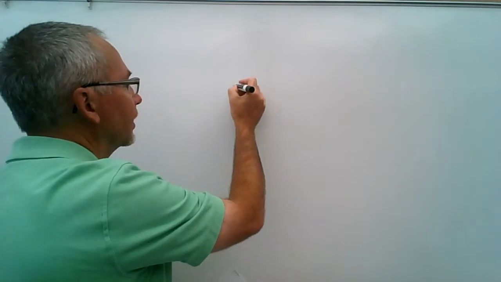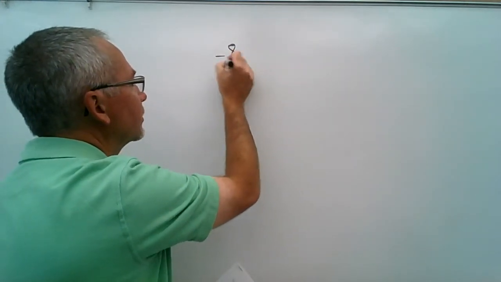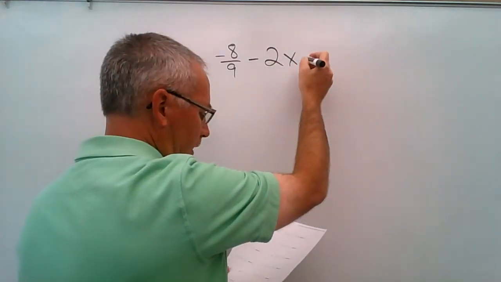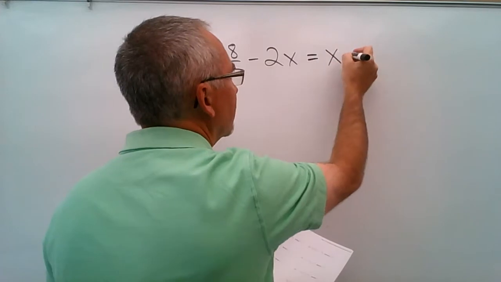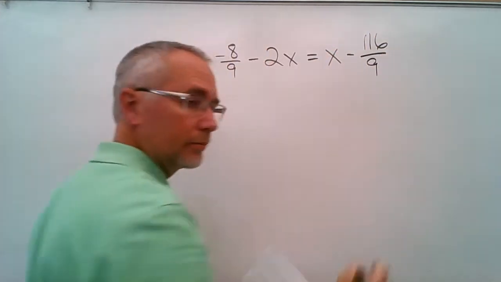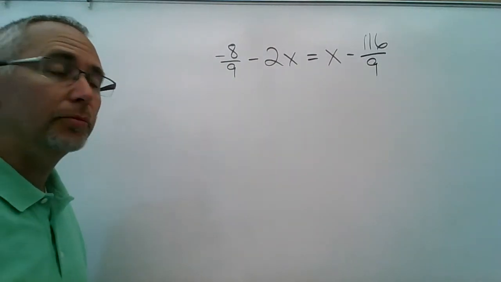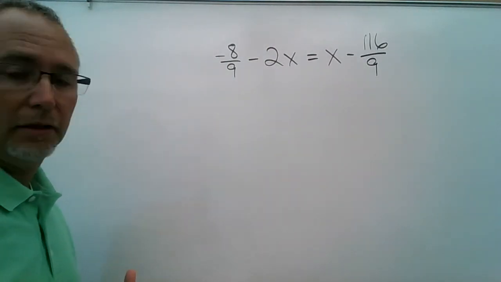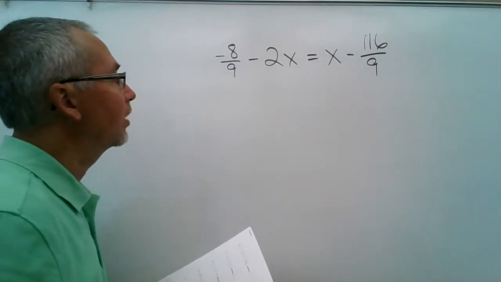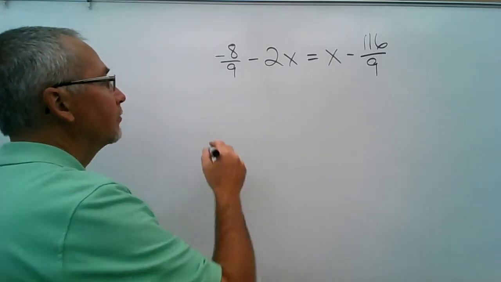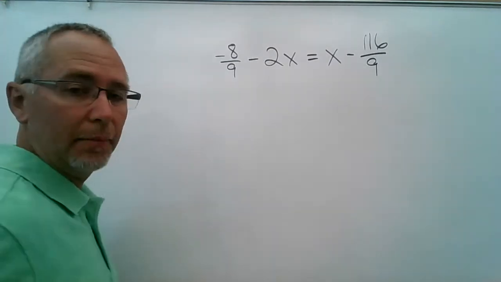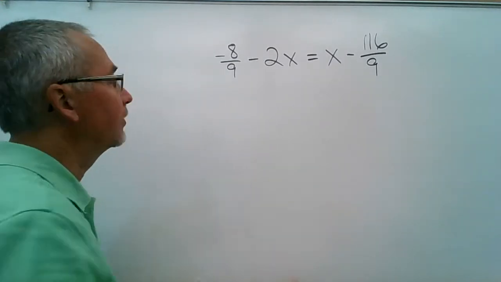So let's take a problem like this. We have negative 8/9 minus 2x, and that is equal to x minus 116 over 9. Now, I don't know about you, but looking at 116 over 9 doesn't really excite me, because now I've got to really do some work with my fractions. But what I can do is I can find a common denominator. Well, in our case, both the 9s are in common already, so we don't have to find a common denominator. We have it in front of us.